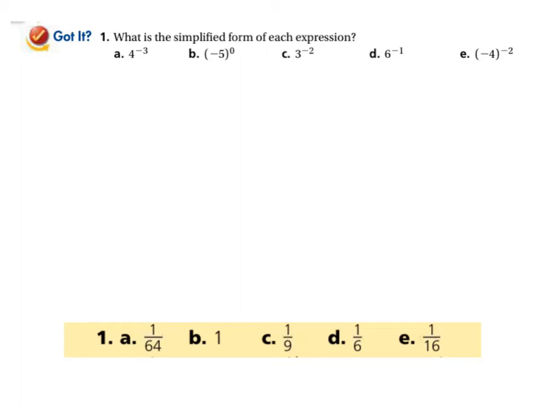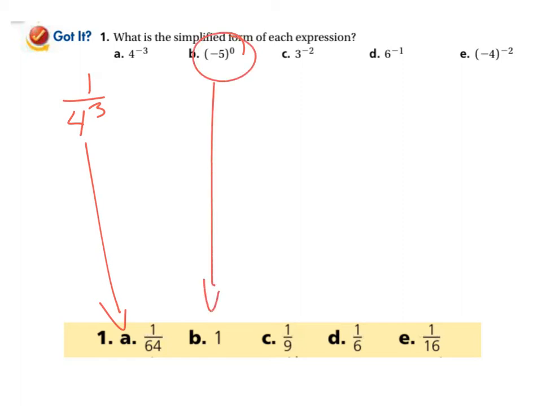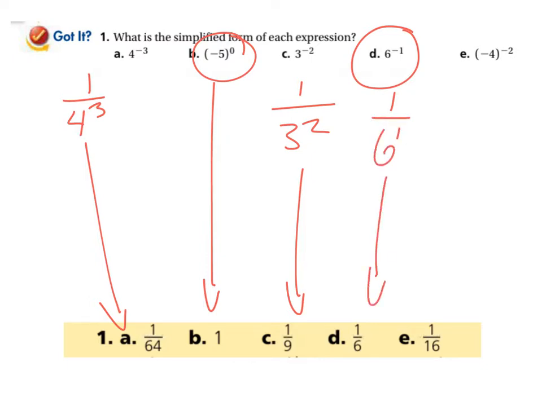Here we have your got it. 4 to the negative 3 becomes 1 over 4 cubed, which is 1 over 64. 4 times 4 times 4. Negative 5 to the 0 power is going to be 1. This becomes 1 over 3 squared, which is 1/9. This becomes 1 over 6 to the first power, which is really just 1 over 6. And this becomes 1 over negative 4, the whole thing squared. And negative 4 times negative 4 is a positive 16, so 1/16 in the end there.